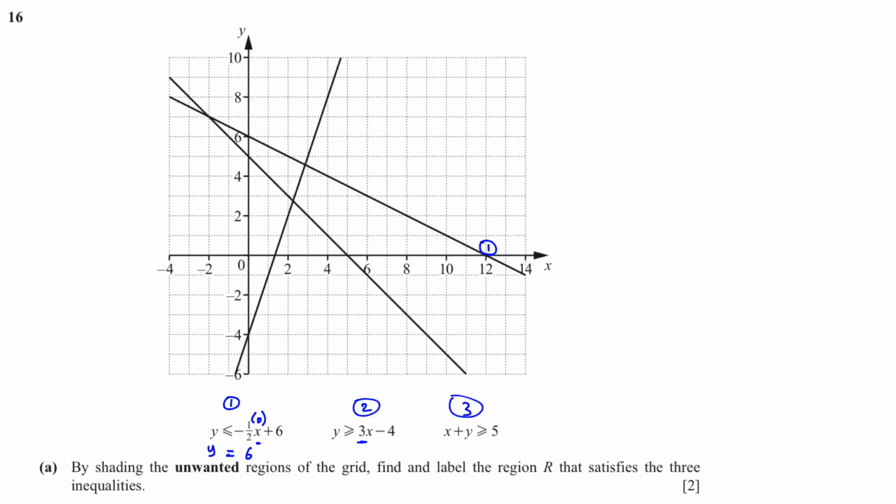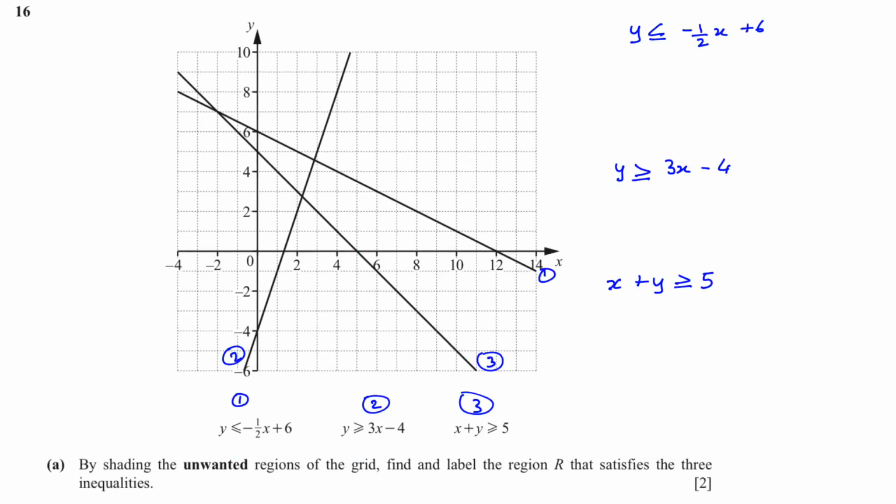The same you do here, in place of x you put 0. So when x is 0, y is negative 4. That is this line here. So this is your second line. Whenever you have x plus y is equal to a number, it will cut the x-axis and y-axis by that number. So this is cutting the y-axis by 5 and x-axis by 5. So this is your third line.